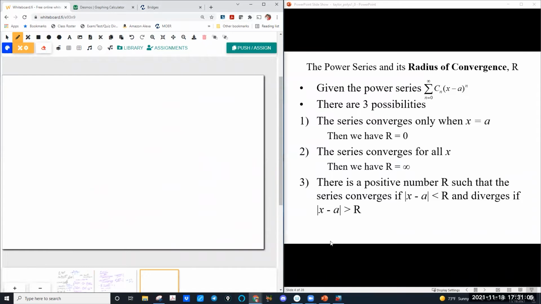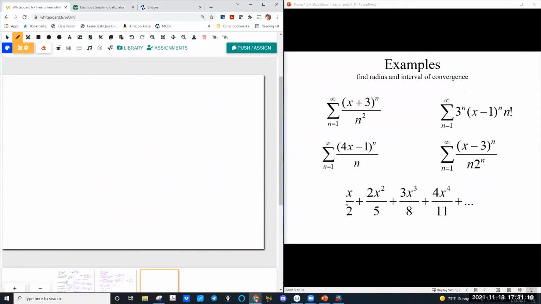Now, I want to do an example of case number 3, so you can see what that looks like. We're not going to go through all of these examples right now. We'll come back to these probably on Tuesday, just because we haven't had a lot of practice with this yet. But I'm going to do one of them. The nice thing about power series, to find the radius or interval of convergence, your first step is always the same. Run it through the ratio test.